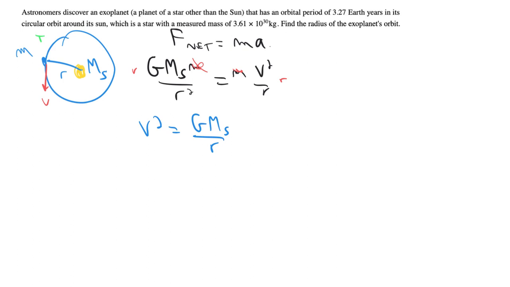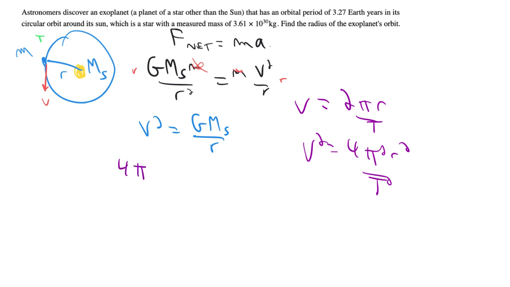Of course, we also have that v is 2 pi r over T. So v squared is 4 pi squared r squared over T squared. So we have, going back over to the other thing, 4 pi squared r squared over T squared is G mass of the star over r. And now we can solve this for T, right? That's the thing we want. No, we want the radius, sorry.